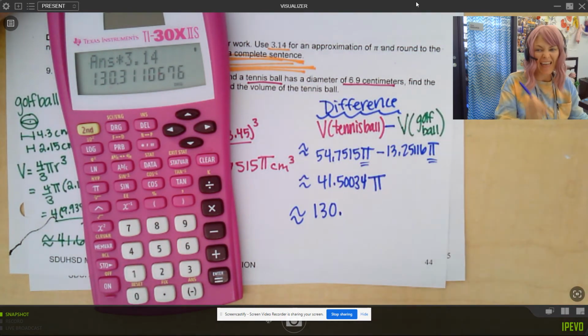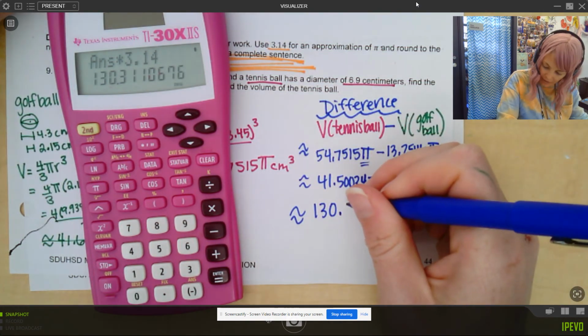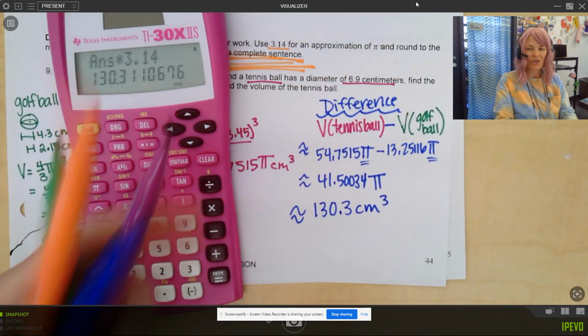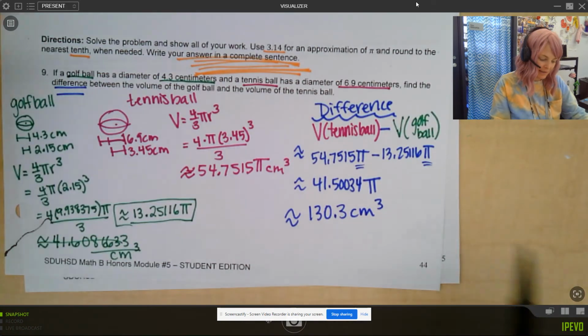This is where you round. The end is where you round. Don't round before the end. 0.3 centimeters cubed. And do not forget your answer in a beautiful sentence.